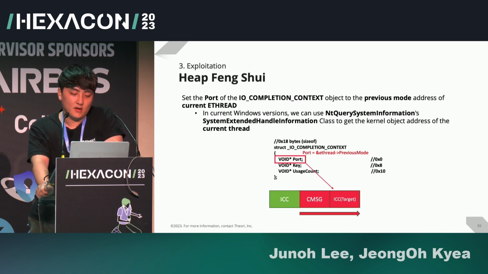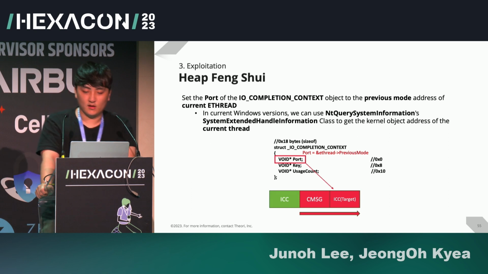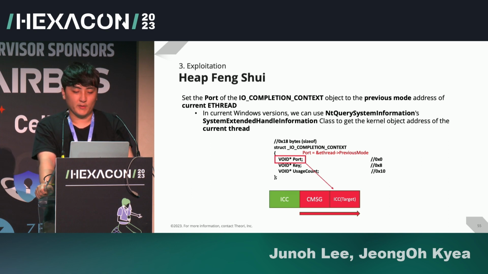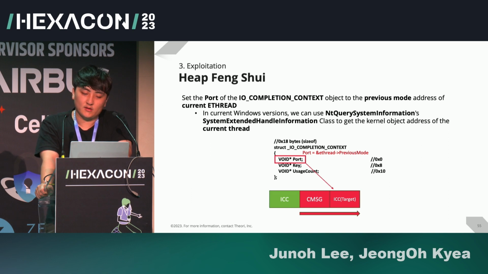At this time, as mentioned earlier in the target object selection section, we decrease the value of the previous mode of the current thread. The reason why we didn't use SE debug privilege or something is that they need to decrement a large number of bits. But since Microsoft is blocking exploit primitives related to memory leaks and previous mode or something, I think this will be the last opportunity to use this.